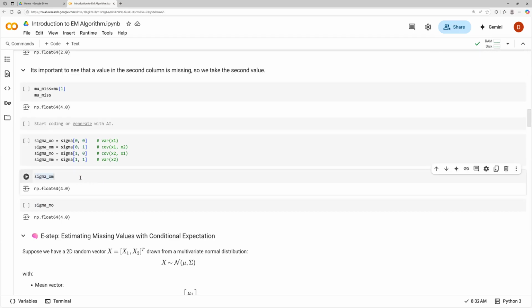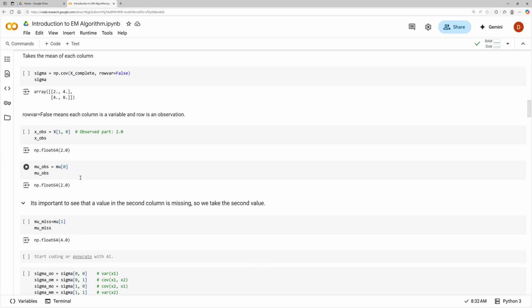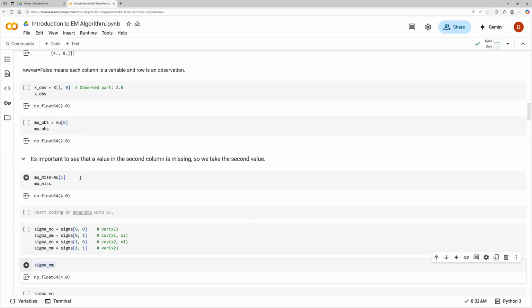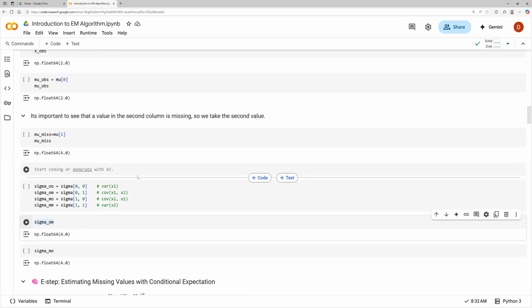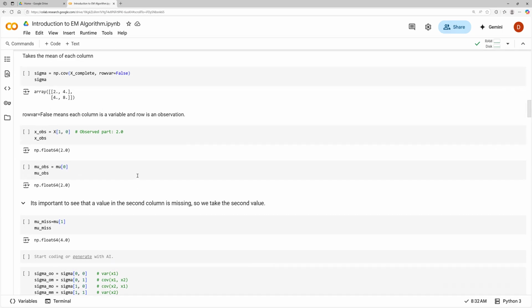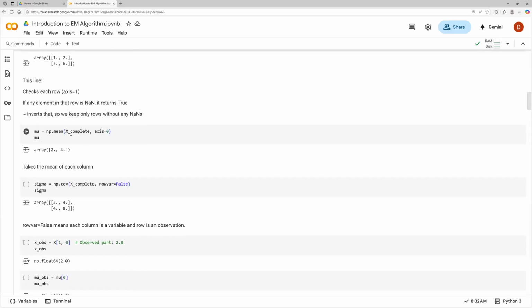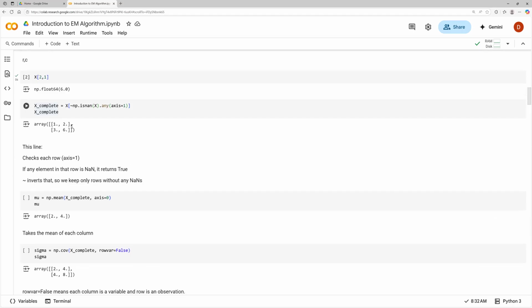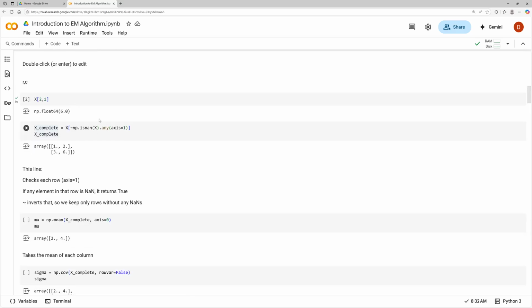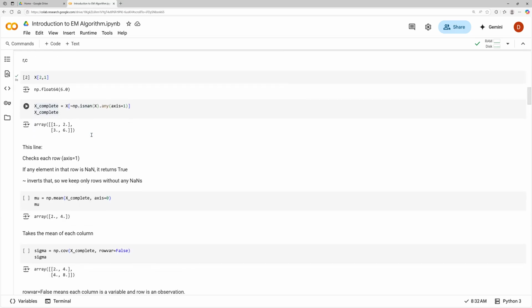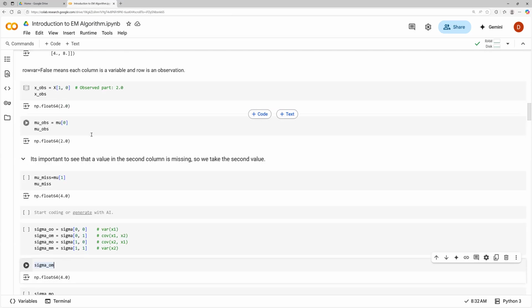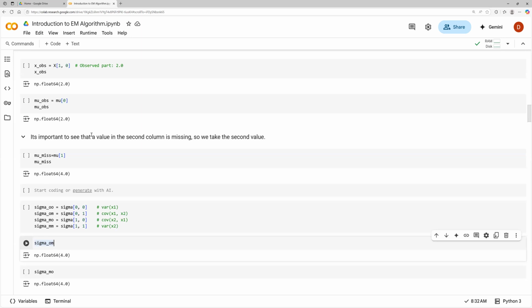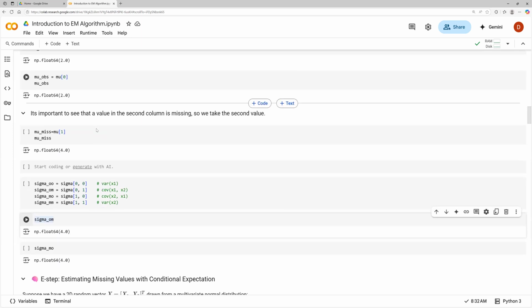So now we've got this sigma OM. I just basically run it and we know it's 4, as mentioned earlier. Knowing this is extremely important: how to parse a covariance matrix, how to take the means of a matrix that has missing values. These are important logical ideas that need to be well understood in order to see the mechanics behind an EM algorithm correctly.